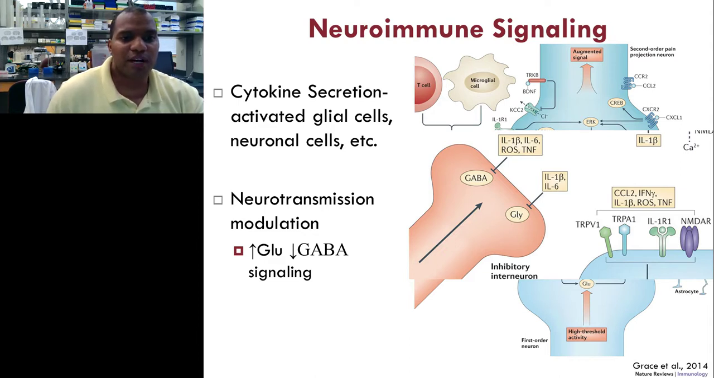But what's important about it is that you can see that there are cytokines that are secreted by activated glial cells. So again, we have microglia and astrocytes that are secreting these cytokines. But when they secrete these cytokines, not only can they cause an immune response that would be associated with neurodegeneration, but importantly, you can see that the neurons themselves have receptors that can respond to these cytokine signaling.